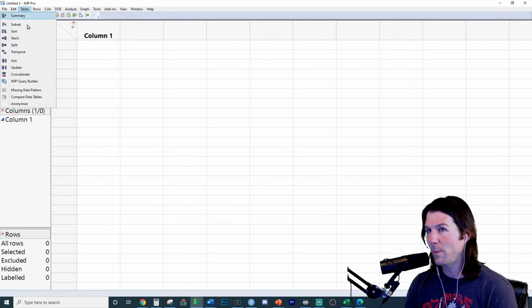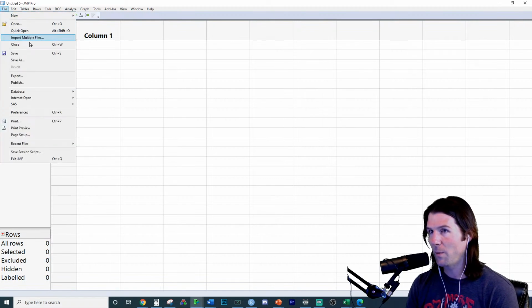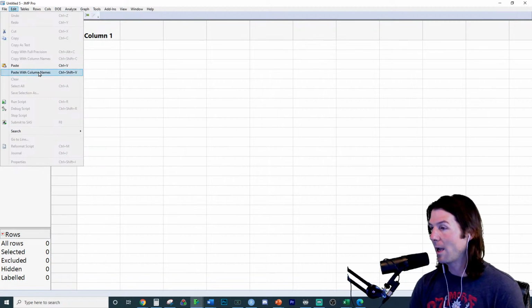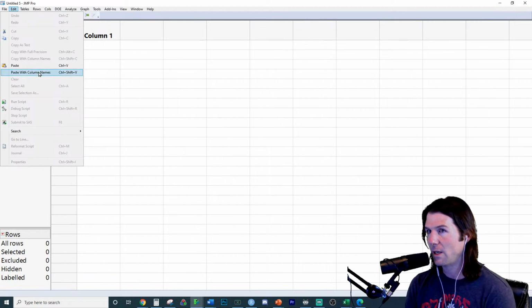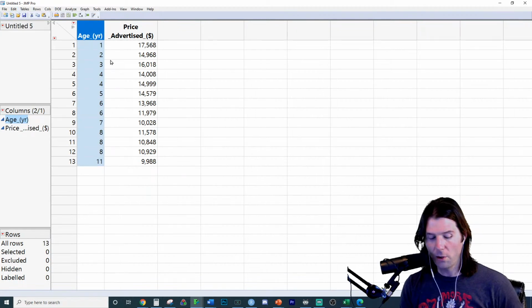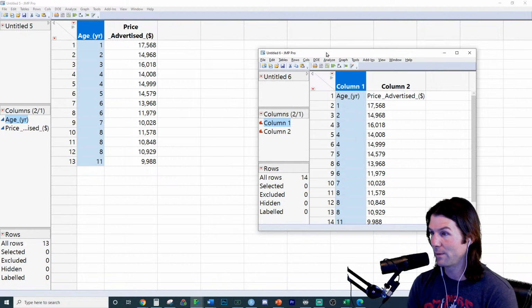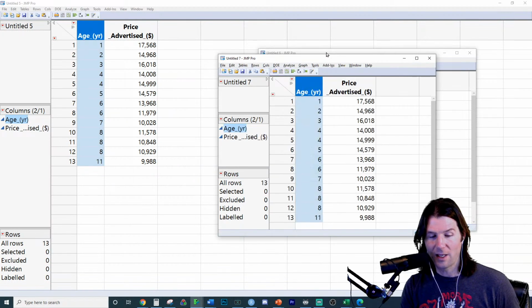And then go to Edit, Paste with Column Names. Edit, Paste with Column Names. Where's Edit, Paste with Column Names? There we go. Once you're here, you will see that they are blue. If they are red, you did not paste with column names. Start over. Make a new data sheet, and then paste with column names.